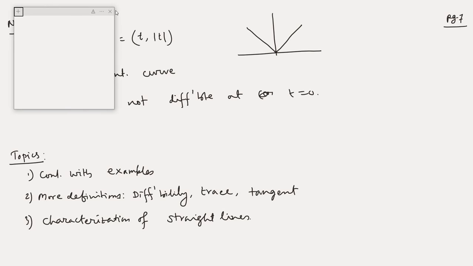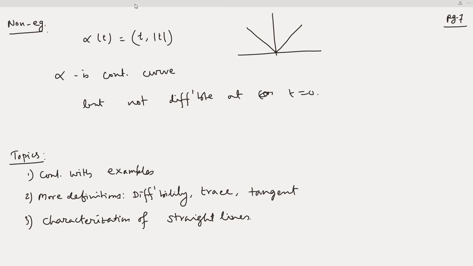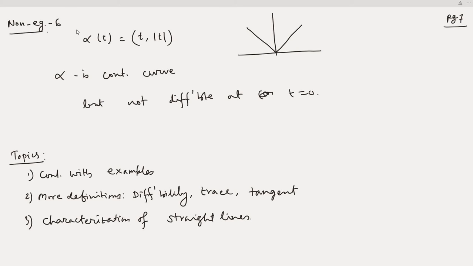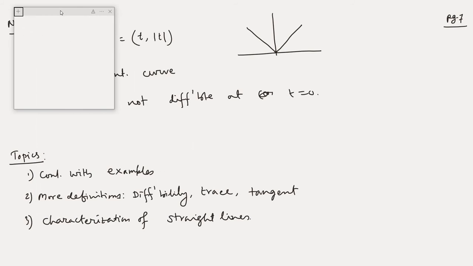So let us start with more examples. Last time we have given, which examples did we give? Example 5, and this is a non-example, this is 6. Now example 7.